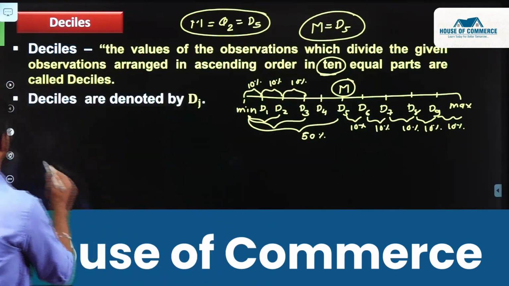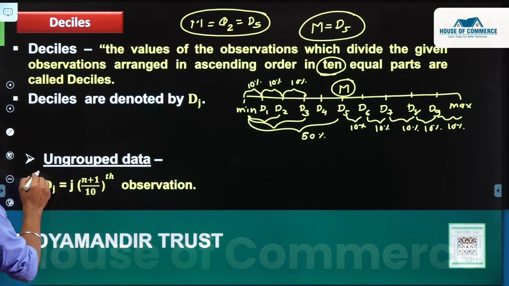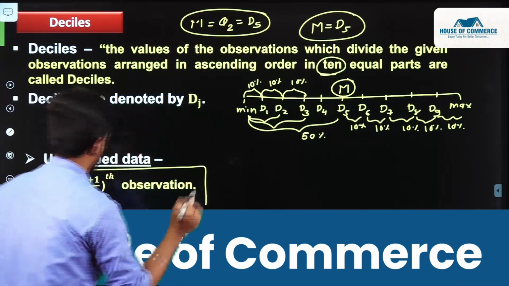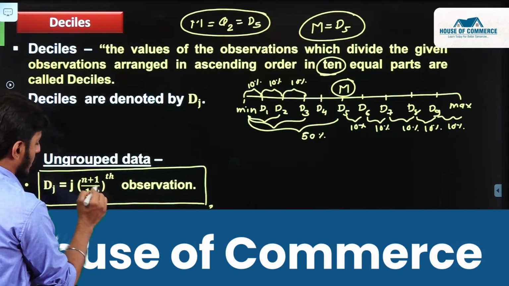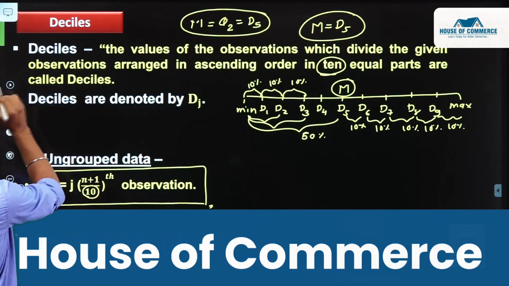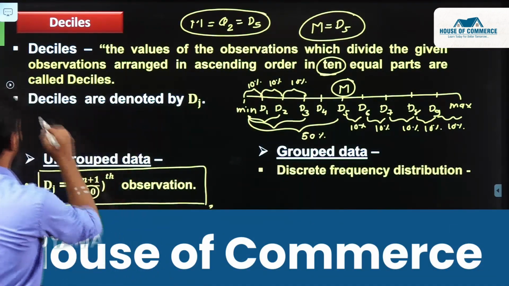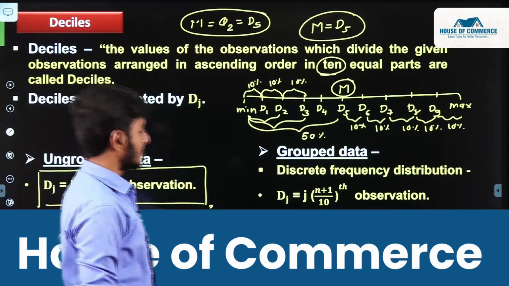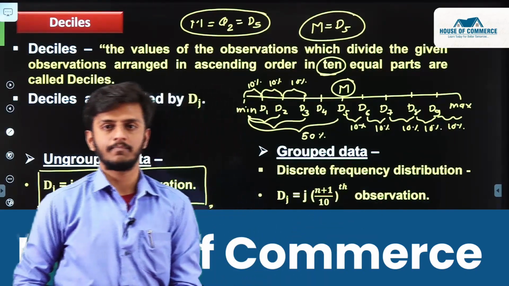So yes, what is the formula for finding the deciles? For the ungrouped data, it is denoted by Dj, which is j times (n plus 1) by 10th observation. Why? We are dividing all the observations in 10 equal parts. And what is the formula for the grouped data? For the discrete frequency distribution, we'll use the same formula, which is Dj equals j in bracket (n plus 1) by 10th observation.